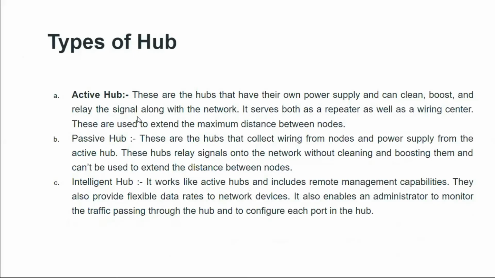The next thing is about hubs. There are 3 different types of hubs: active, passive, and intelligent hubs. Active hubs have their own power supply and can clean, boost, or relay the signals along the network. A passive hub does not have its own wiring or power supply, but gets them from the active hub, so it depends on the active hub. Intelligent hubs work like active hubs and include other features, like remote management capabilities.